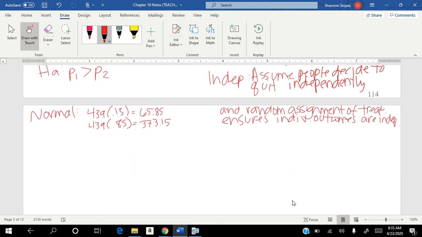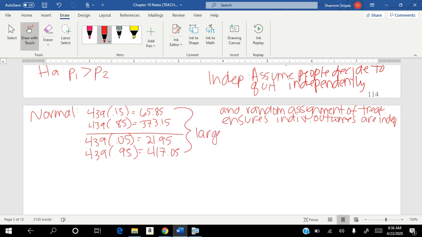And then the second sample was 439 also. In the second sample, 5% quit, so that's 21.95. And then 5% quit, 95% did not. Obviously, that's going to be bigger than 21, 417.05. So all of these are larger than 10. So our normal condition has been met. Our independence condition has been met.